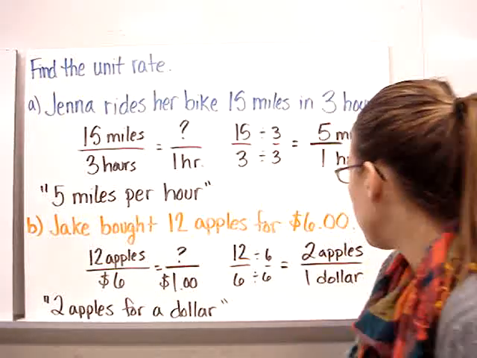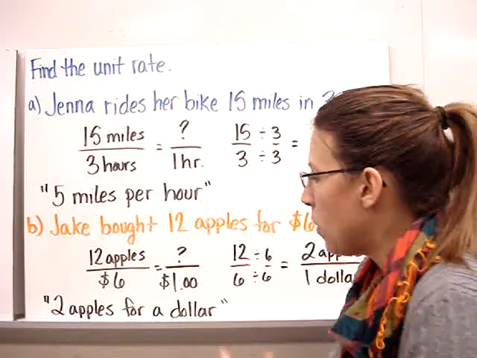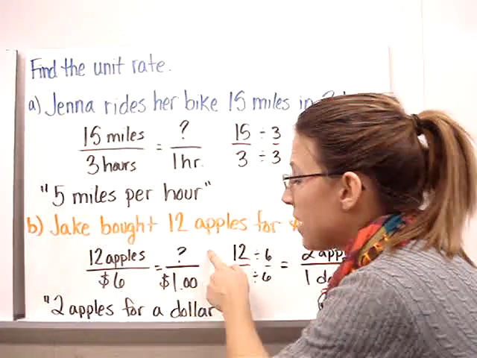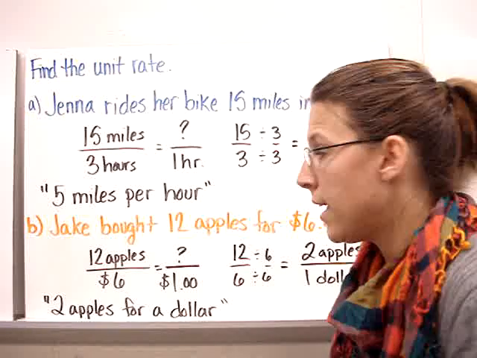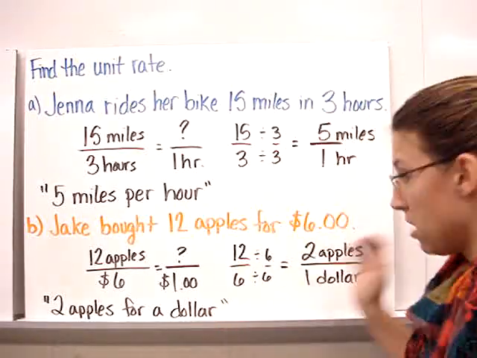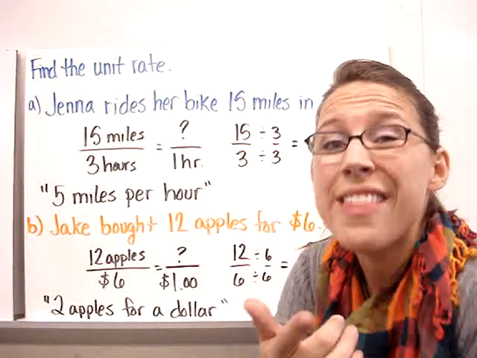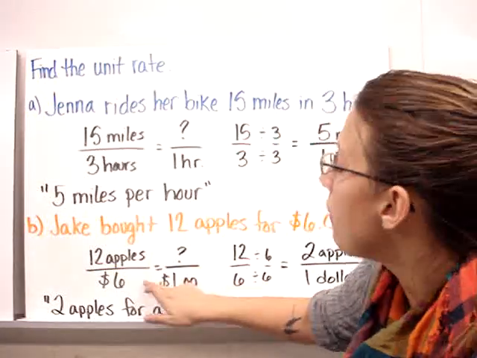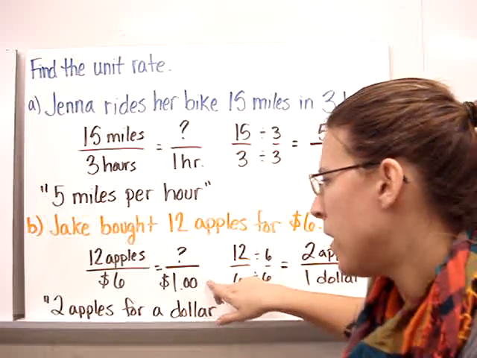Jake bought 12 apples for $6. Well, we could say 12 apples for $6, how much for $1? That's one way. We could also say how much for 1 apple. That's not even on here. But we could do that. Try that in your notes. But 12 apples for $6, how many apples for $1?